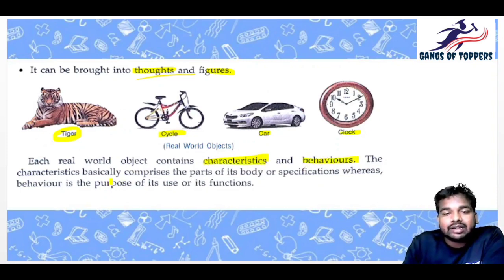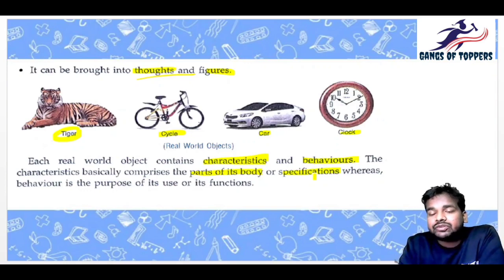So look here, characteristic basically comprises the parts of its body and a specification. Look students, this characteristic means we are talking about the specification. We are talking about its body part. So these are the characteristics of a real world object.